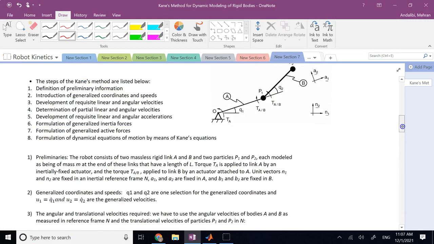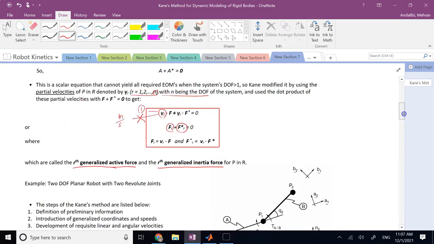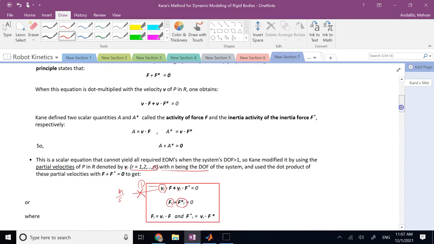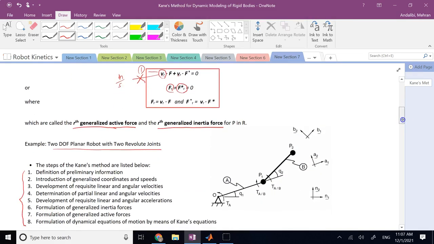In order to clarify that, I need to go through the steps of the Kane method for you. In general, this method has 8 steps that you need to take for any system with any degrees of freedom, and I'm going to go through that. And for that, I'm going to use the 2 degree of freedom planar arm with revolute joints, right? Because as we said, this is like the simplest thing that we can derive our equations of motion for, or one of the simplest at least. So we apply the Kane method on this robot, and then I exactly clarify for you what is VR.